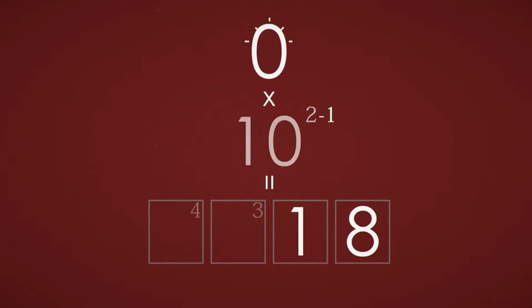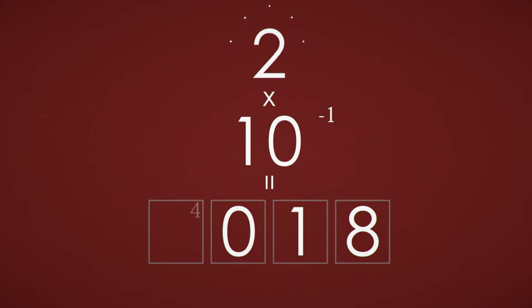So, 8 times 10 to the power of 0, plus 1, which is multiplied by 10 to the first power, plus 0, which is multiplied by 10 to the second power, and plus 2, which is multiplied by 10 to the third power, gives the figure 2018.